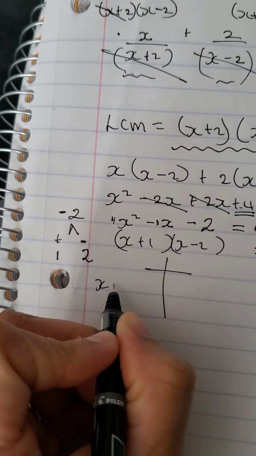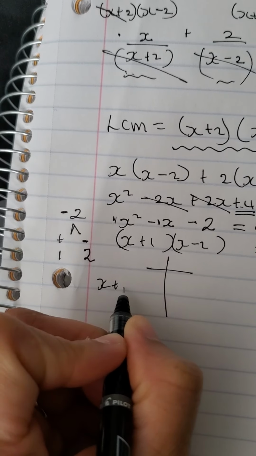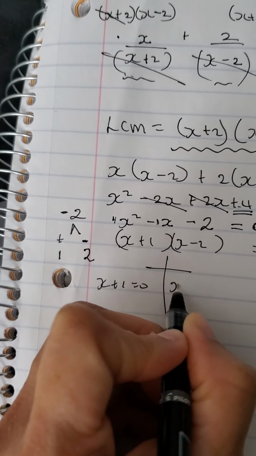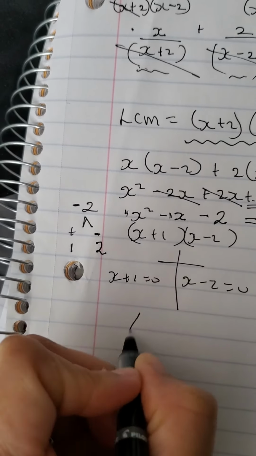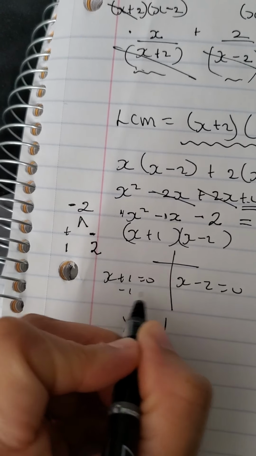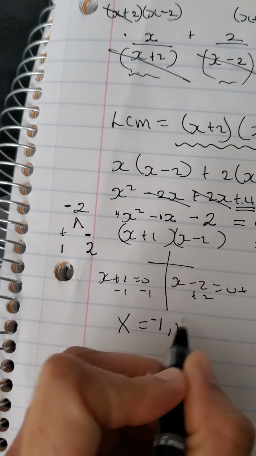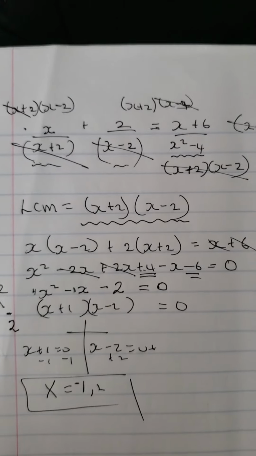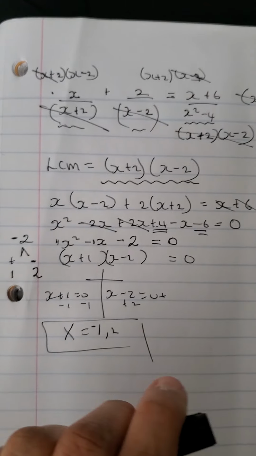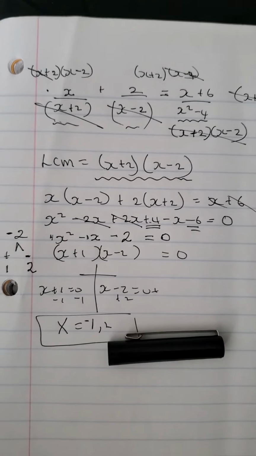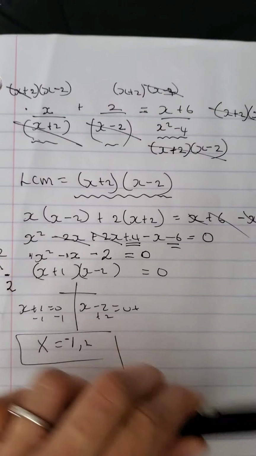Set each factor equal to 0, and we'll see that our x is negative 1 and positive 2. And that's it, guys, for our fractional equation. I hope I did enough samples so you could catch on. If not, you know how to reach me. All right.